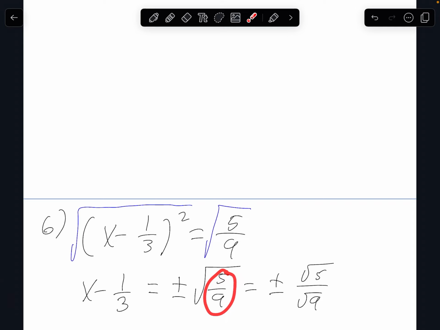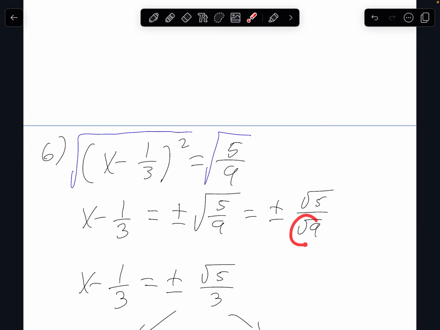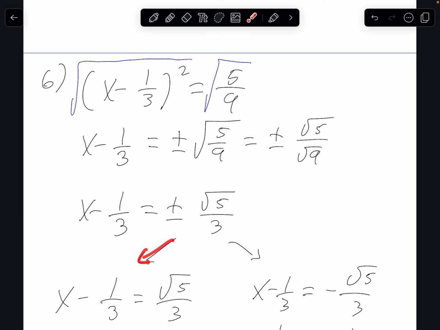A fraction inside a radical is not simplified, so that means we can separate this into two separate radicals. And since the square root of 9 is equal to a whole number, that means x minus 1 over 3 is equal to positive or negative radical 5 over 3. We can separate this into two separate equations. X minus 1 over 3 equals radical 5 over 3. X minus 1 over 3 equals negative radical 5 over 3.